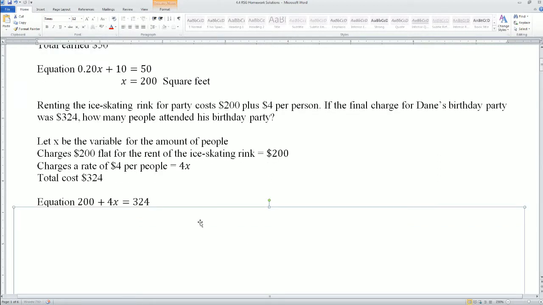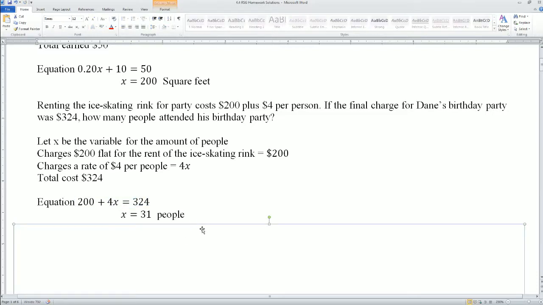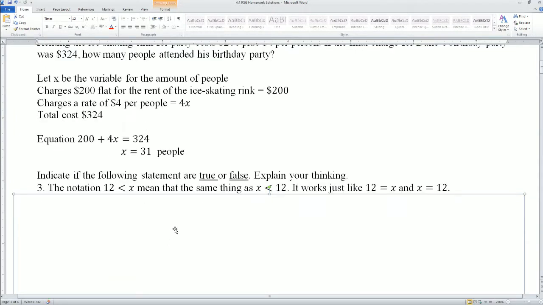Alright, so put it into the equation. You have the flat amount of $200 plus your rate, which is 4 times x. That's going to be equal to your total of $324. Subtract the 200, then divide by 4. You get x equals 31. 31 people attended the birthday party. That's how he got the total cost of $324. Let's do the next one.